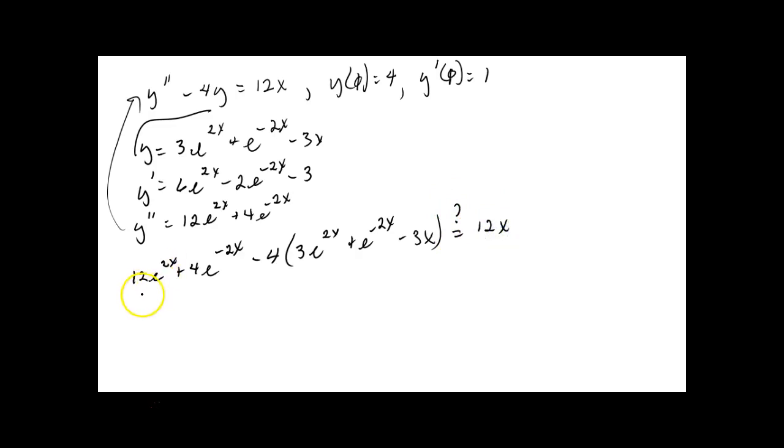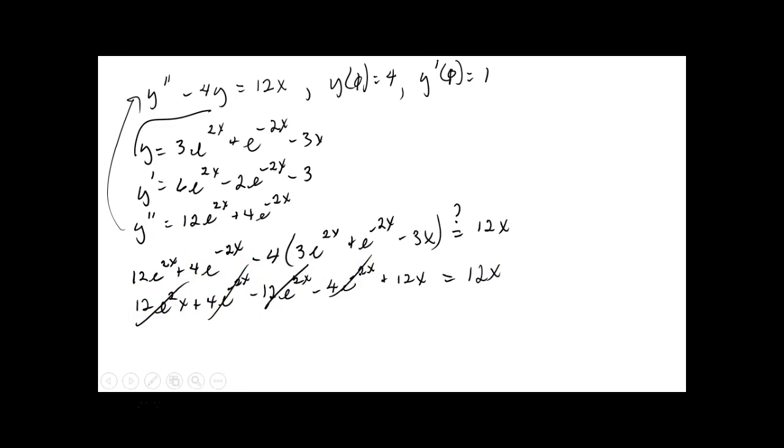Okay, well, let's see. This is 12e to the 2x plus 4e to the minus 2x minus 12e to the 2x. It's good so far. Minus 4e to the minus 2x. Really good so far. Plus 12x. And sure enough, that is equal to 12x, because this one and that one add to 0, this one and this one add to 0. Sure enough, 12x is equal to 12x.